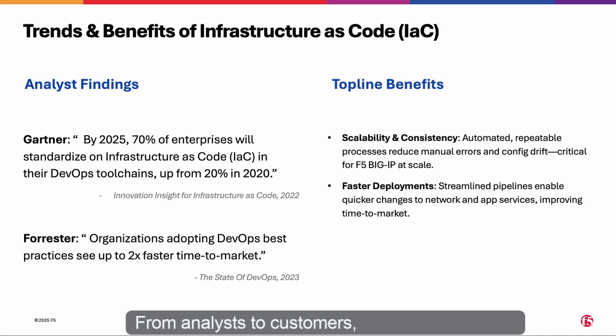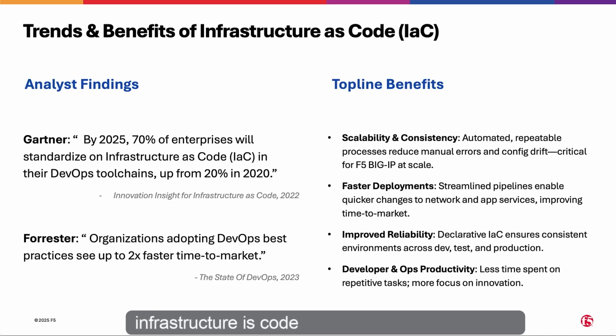From analysts to customers, we hear that infrastructure as code and pipeline-based automation are quickly becoming a best practice, not just a nice to have. For organizations managing BIG-IP, infrastructure as code, or IaC, delivers massive benefits. Automated, repeatable processes reduce misconfiguration, speed up deployment, and allow teams to scale easily and consistently.